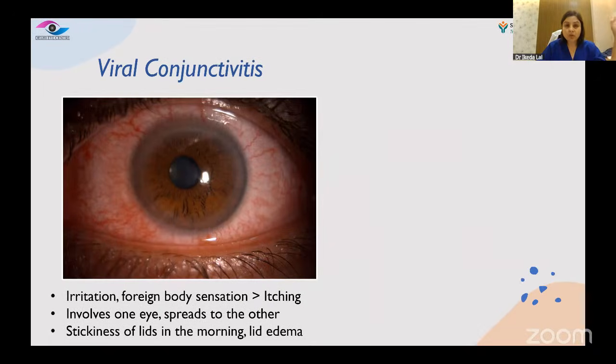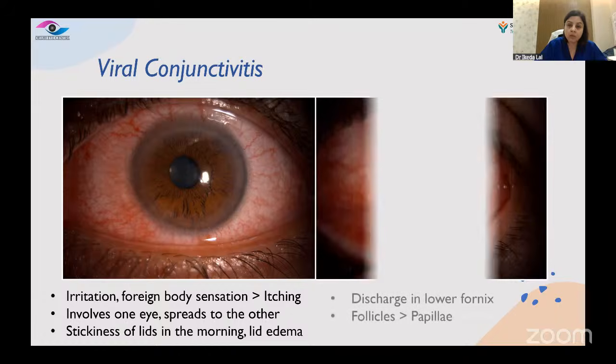This is most commonly what we see in a general OPD. The confusion is between whether this is a viral conjunctivitis or an allergic conjunctivitis. In viral conjunctivitis, usually the patient's predominant symptom is more of irritation, foreign body sensation rather than itching. They might have discharge, so they might complain of stickiness of lids in the morning. This is one question we can always ask. If their lids are sticky in the morning, and if they have associated lid edema along with stickiness, it is more likely to be a viral conjunctivitis, and it usually involves one eye and spreads to the other, although allergic conjunctivitis can also be completely asymmetric in presentation.